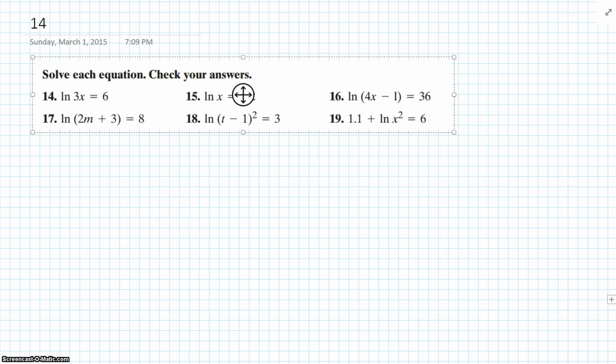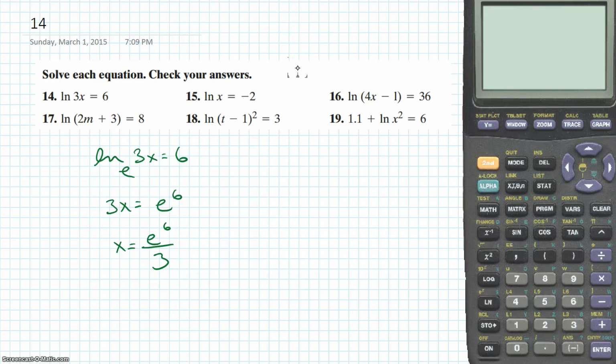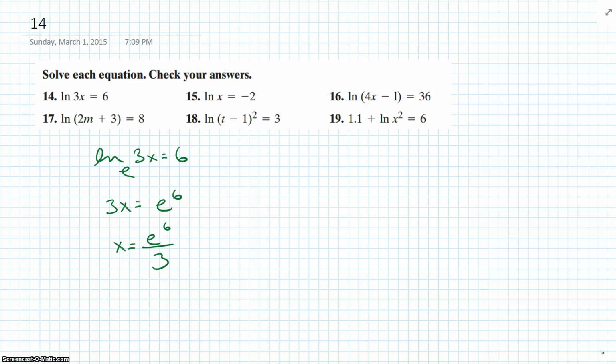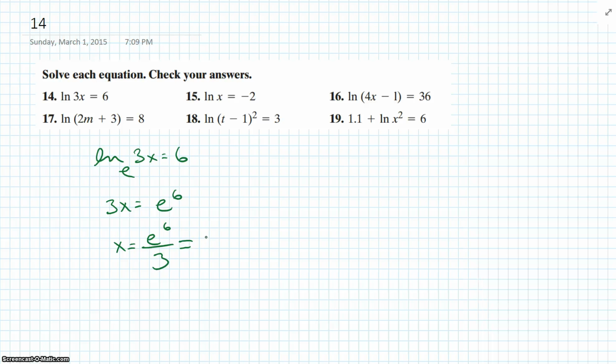Okay, number 14. Solve each equation, check your answer. Natural log of 3x equals 6. So what's the base of a natural log? It's e. So I could rewrite this as 3x equals e to the 6th. So x equals e to the 6th over 3. So e to the 6th divided by 3 is 134.47.